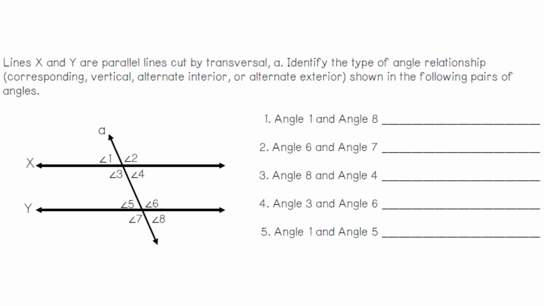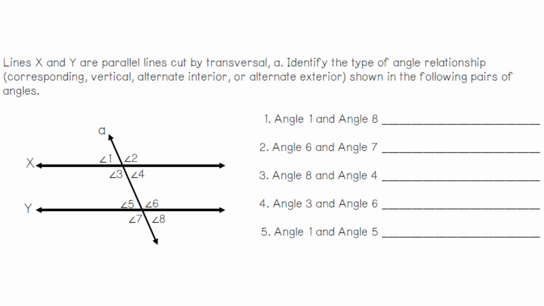So for the first few questions, we're going to use the directions that state lines X and Y are parallel lines cut by a transversal. A, identify the type of angle relationship, whether it's corresponding, vertical, alternate interior, or alternate exterior, shown in the following pairs of angles. So we're going to look at angles 1 and 8.